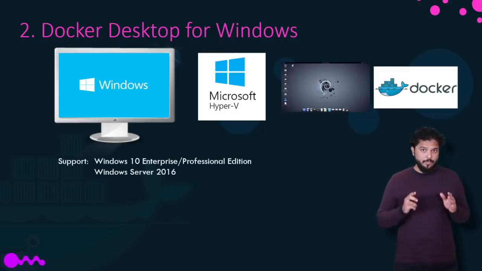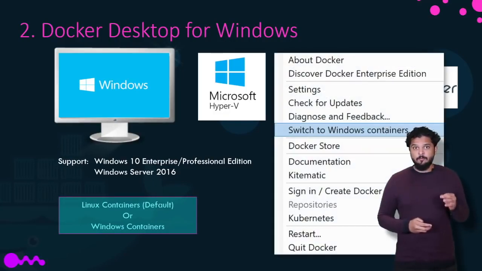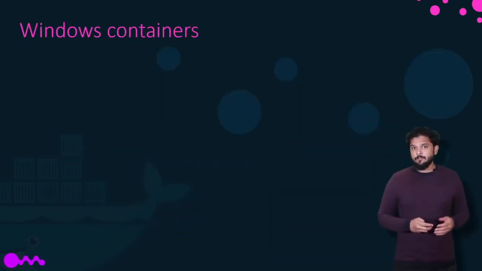With Windows Server 2016, Microsoft announced support for Windows containers for the first time. You can now package applications, Windows applications, into Windows Docker containers and run them on a Windows Docker host using Docker Desktop for Windows. When you install Docker Desktop for Windows, the default option is to work with Linux containers. But if you would like to run Windows containers, then you must explicitly configure Docker for Windows to switch to using Windows containers.